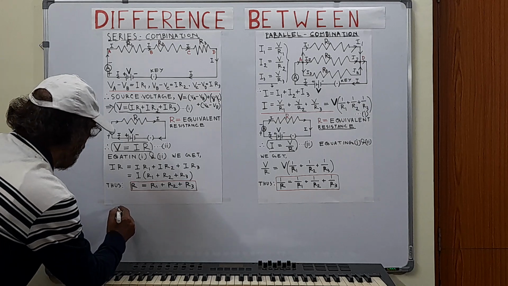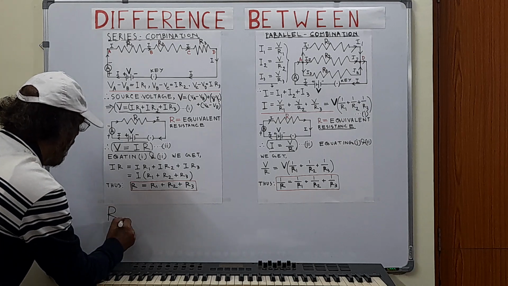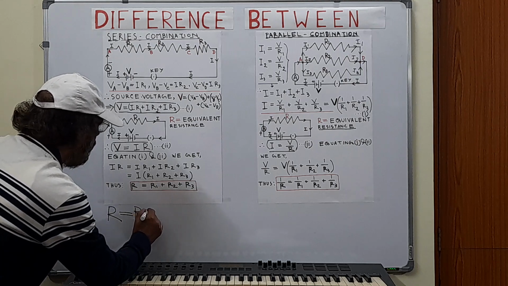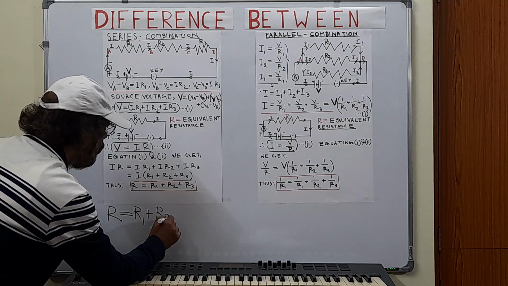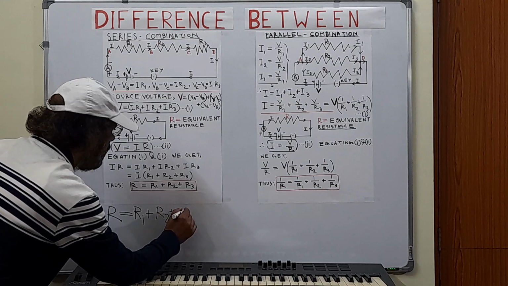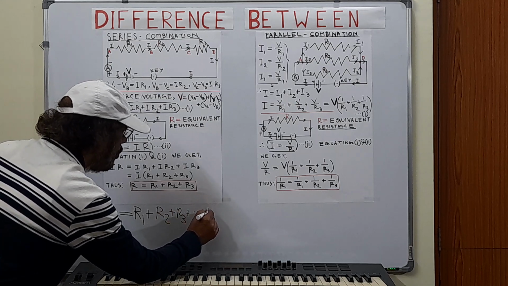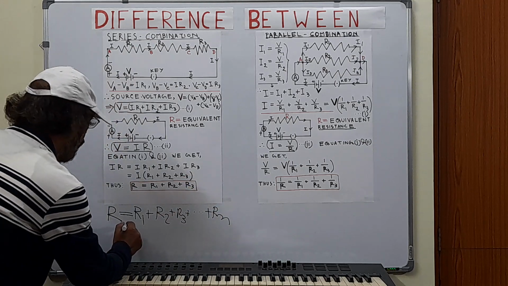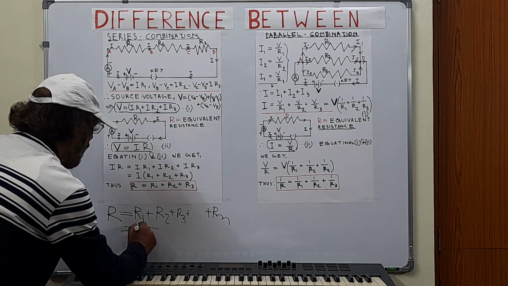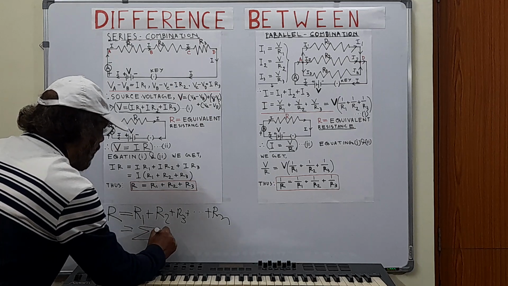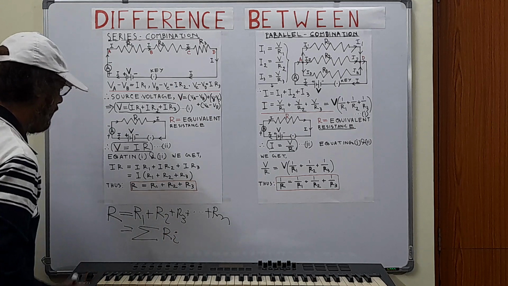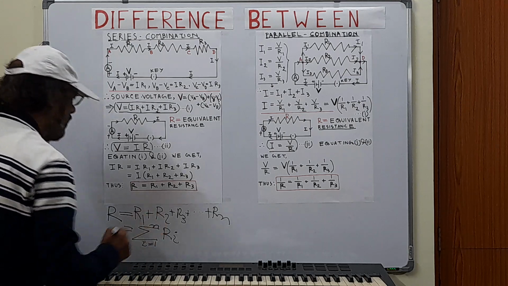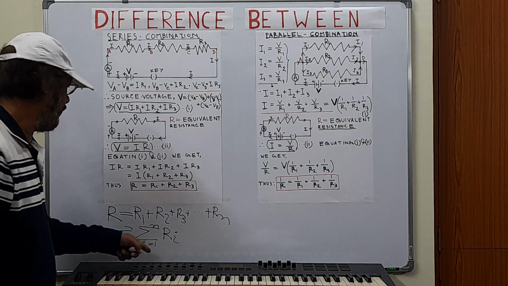I write R equal to R1 plus R2 plus R3 plus dot dot dot, that is continuation to Rn, which can be written as sigma Ri, i equal to 1 to n, that is the symbolic form.